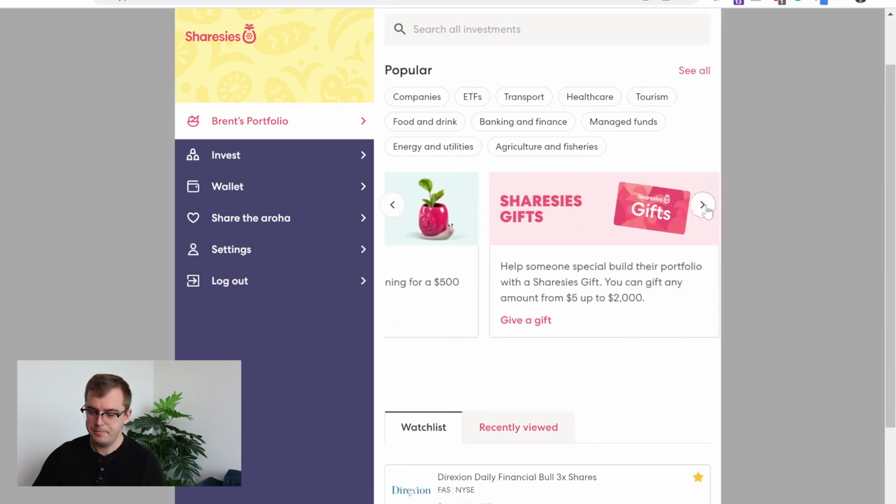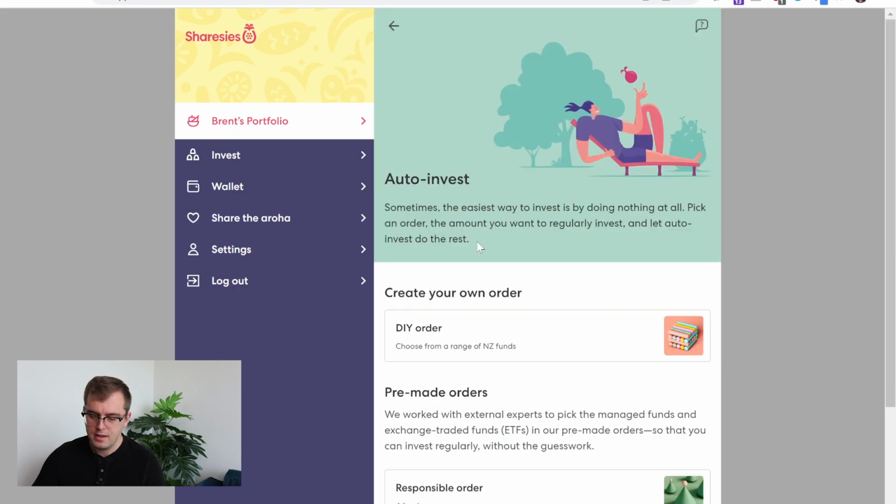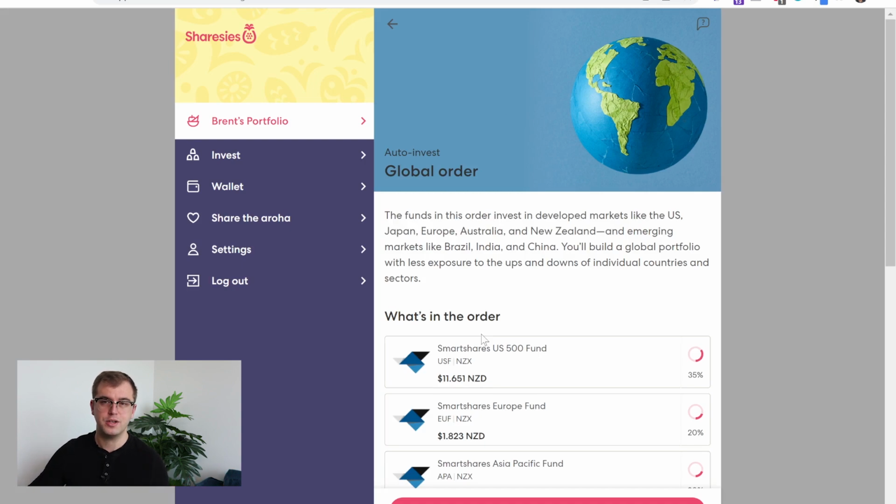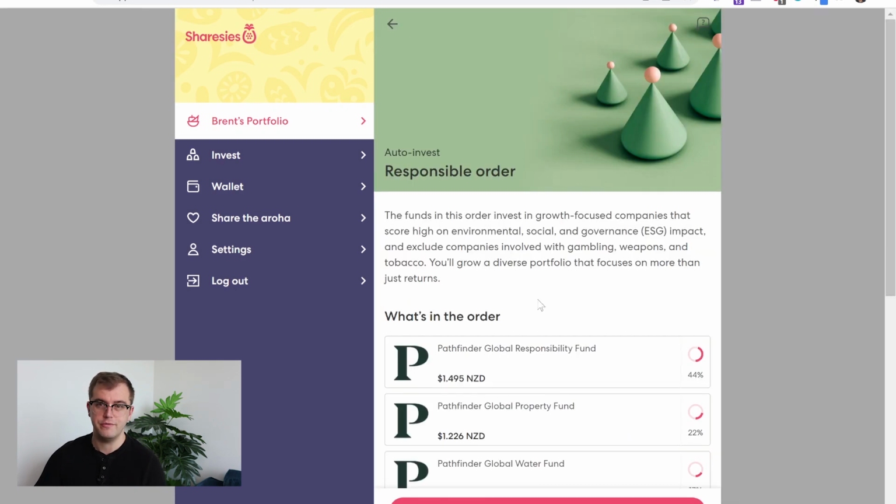Something else useful here is the auto invest feature. And this is where you can tell Sharesies to make an investment on your behalf every week. And this encourages dollar cost averaging or investing on a regular basis. Now Sharesies have a couple pre-made orders here that you have to select from. The global order is where you can invest basically right across the world. You can invest in Europe, Asia, New Zealand, Australia, and the US. And they also have a responsible order auto invest, which is where you can invest in these funds that make it their primary objective to invest in things that are great for the environment and great for the world.